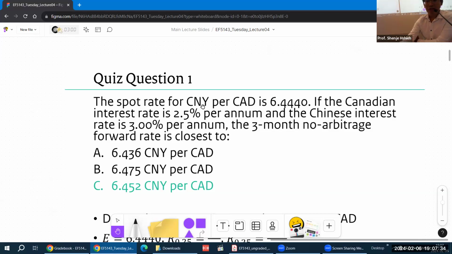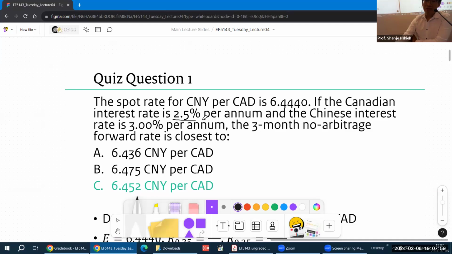So the spot rate for Chinese yuan per Canadian dollar. Here, the denominator is Canadian dollars, in terms of Chinese yuan, 6.444. If the Canadian interest rate is 2.5% per annum, and the Chinese interest rate is 3% per annum, the 3-month no arbitrage forward rate is closest to which of the following. It's not specified here, but these interest rates are APRs, okay? So that means simply dividing by 4 should give you the periodic rate. I didn't say that, but you should still get something close to that if you assume some sort of compounding, which is okay.